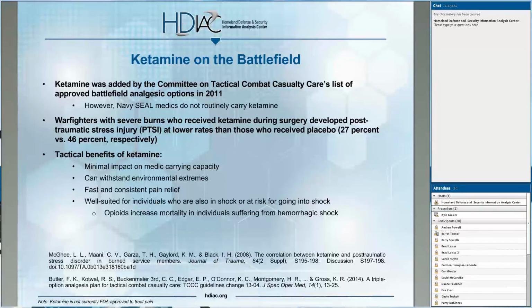As I mentioned previously, ketamine provides fast and consistent pain relief that's on par with morphine. That's also very advantageous. And it's well suited for individuals who are at risk of going into shock. In fact, I believe if you're unable to fight and you're at risk of shock, the DoD recommends intramuscular ketamine. If you're unable to fight with no risk of shock, oral fentanyl citrate, those Actiq lollipops, are the preferred method for analgesia. And if you're able to fight and there is no risk of shock whatsoever, then Tylenol and meloxicam are preferred. But opioids increase the individual's risk of suffering from hemorrhagic shock, and so ketamine fills this niche where opioids cannot.